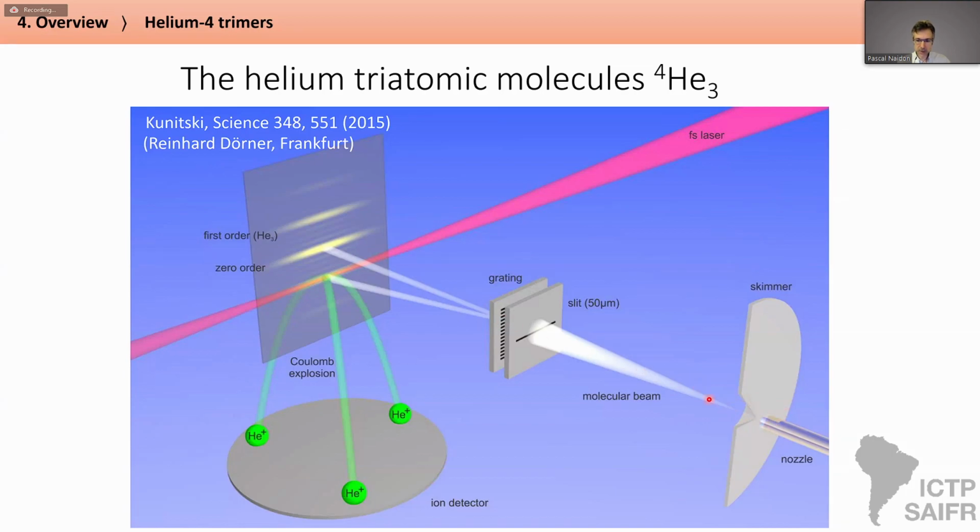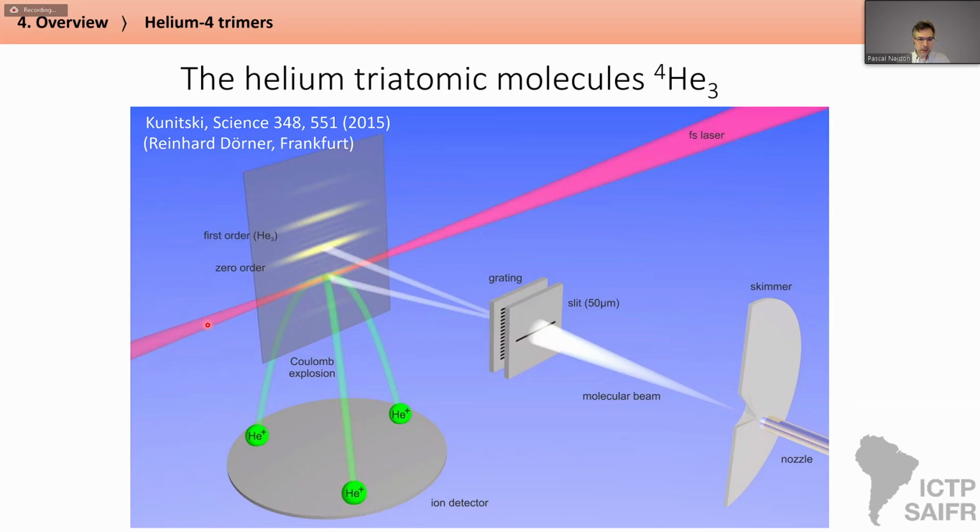The experimentalist creates some kind of molecular beam of helium-4 atoms. In this beam, they are mostly atoms, but sometimes they combine to form a helium dimer or helium trimer. Using some kind of grating, it's possible to separate these different contributions, the atoms, the dimer, and the trimer, and they are deflected at different angles. So by selecting a particular diffracted beam, one can obtain a beam of trimers.